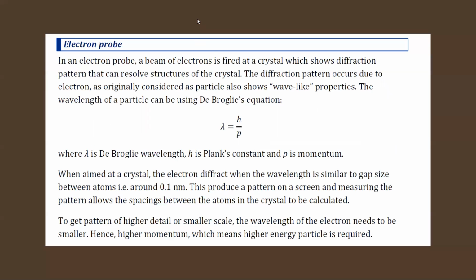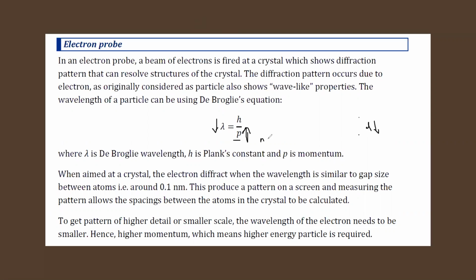Now, to produce massive particles, we collide... Maximum diffraction means when the wavelength is equal to the gap size. And because the gap between the ions is so small, we want to decrease the wavelength. So if we want to decrease the wavelength, we should increase the momentum.